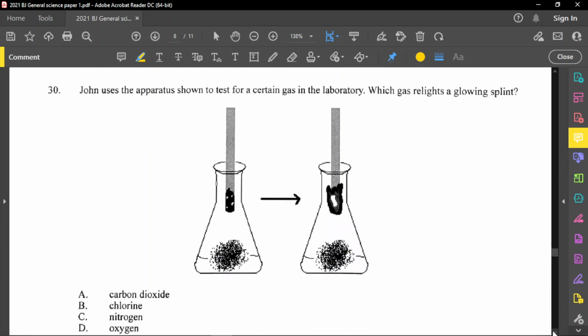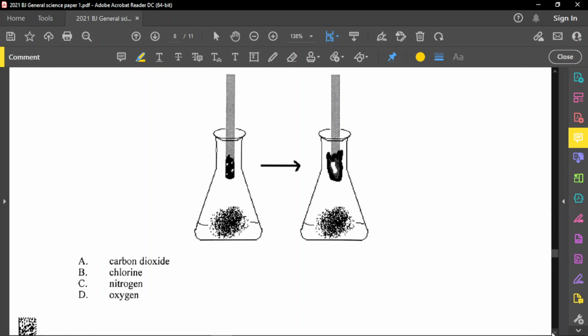It said, John uses the apparatus shown to test for a certain gas in the laboratory. Which gas relights a glowing splint? And when I say relights a glowing splint, I mean that splint that has a red tip on it, there's no flame, but it's really, really red and ready to catch fire anytime. And so the gas that is responsible for it is actually called oxygen. So you notice here, the second diagram, you have a bigger flame, that means it's relit. So the gas at the bottom here coming out of the flask, it is oxygen.